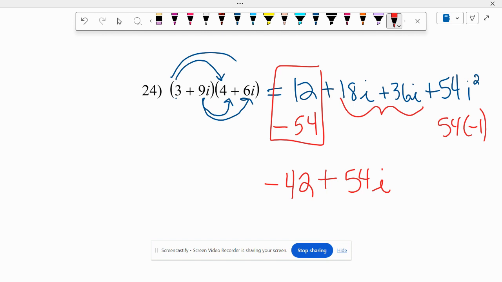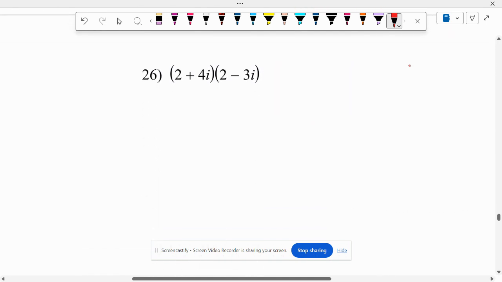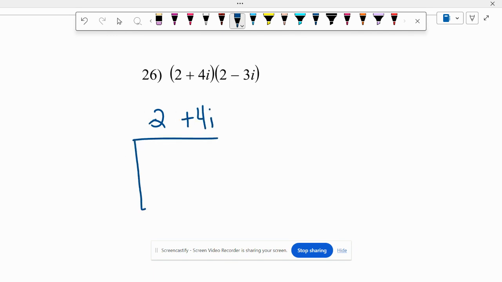We ready? Okay. Questions? Does this make sense? Okay, let's try it again. All right, so this is double distribution, right? You have to distribute twice. Do you want me to try this with a factor box? Would that make sense? Do you guys want to see that? Yes. Okay. So I'm going to put 2 and positive 4i, and I'm going to draw my fabulous box here, and I'm going to do 2 and negative 3i.